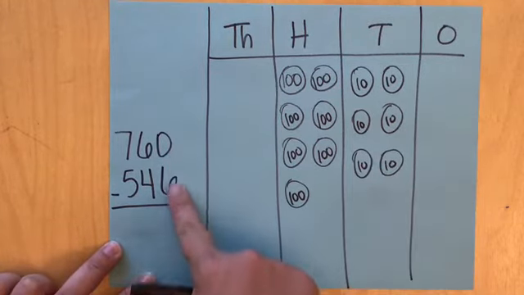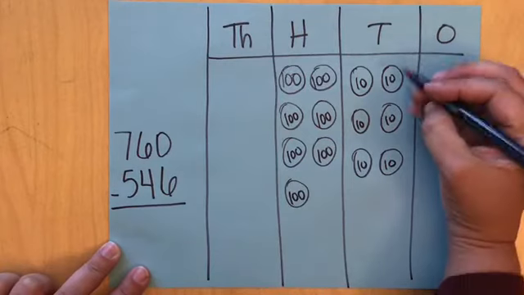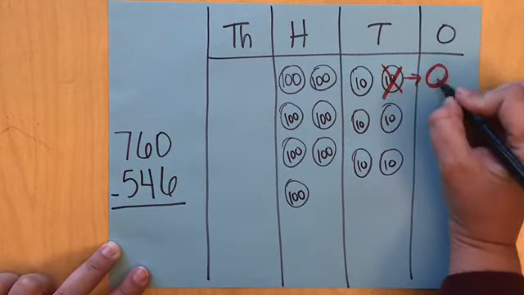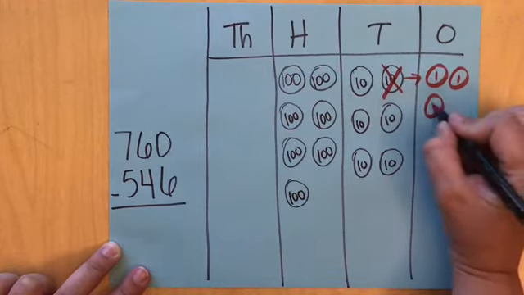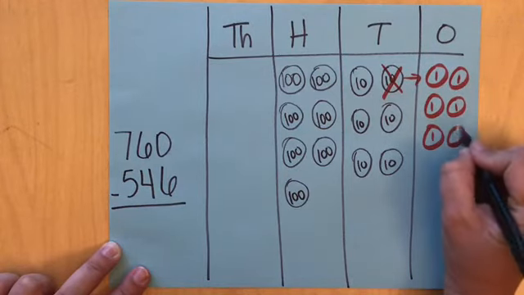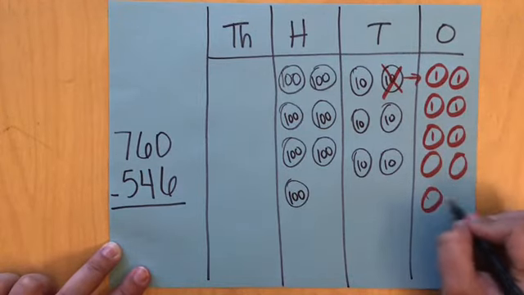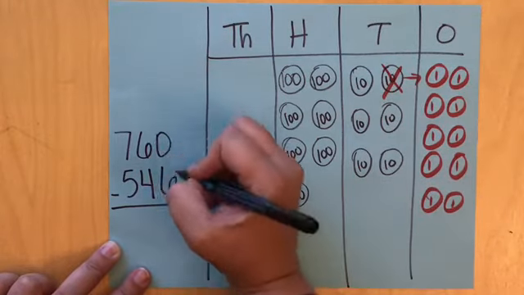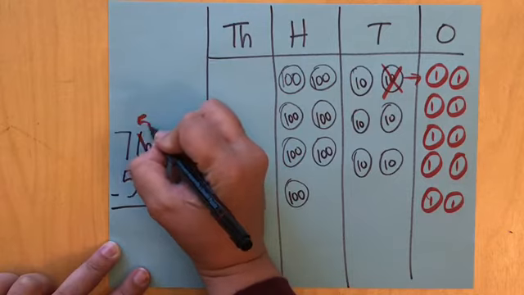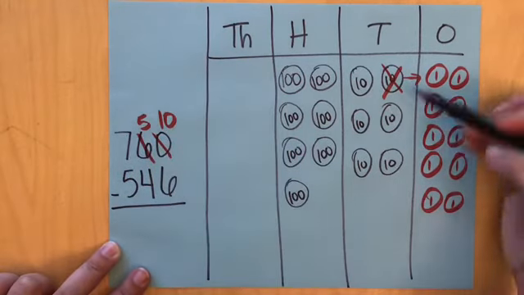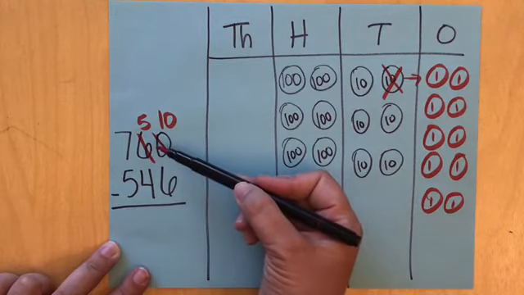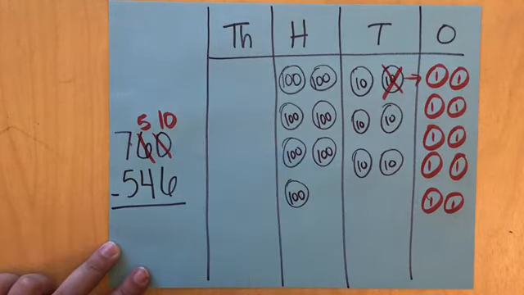So 0 ones take away 6 ones. We can't do it, so we've got to unbundle. So we're going to take a 10 and we're going to move it to our ones place. And that's going to turn into 10 ones. Now I have 10 ones. And I only have 5 tens left. So I have to change my minuend to reflect the change that I made.